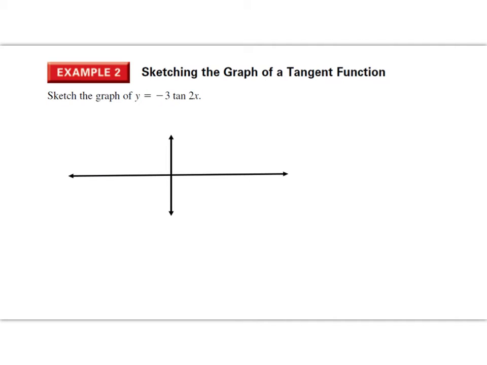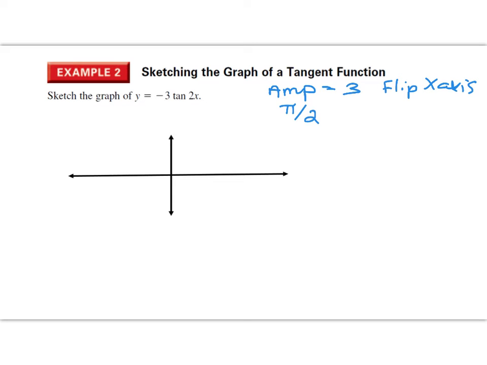Let's move on. Okay, the next thing we are going to do is sketch -3 tangent 2x. If you remember, -3, that's your amplitude. So your amplitude is going to be 3. The negative is on the outside, which means it's going to flip it across the x-axis. And then the 2x is going to do the opposite of what you think. So instead of my period being pi, my period is now going to be pi over 2.